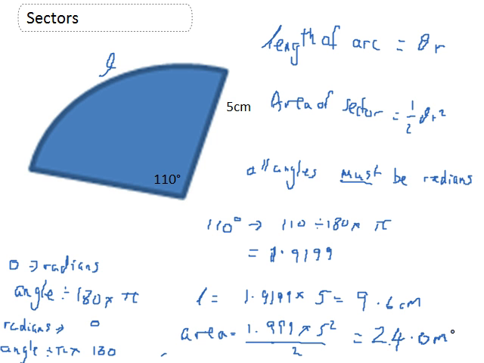Okay, so there you go. I've managed to use my two rules of the length of an arc and area of a sector to work out an area of a sector and a length of an arc, and I've also shown you how to convert from degrees to radians and radians to degrees.